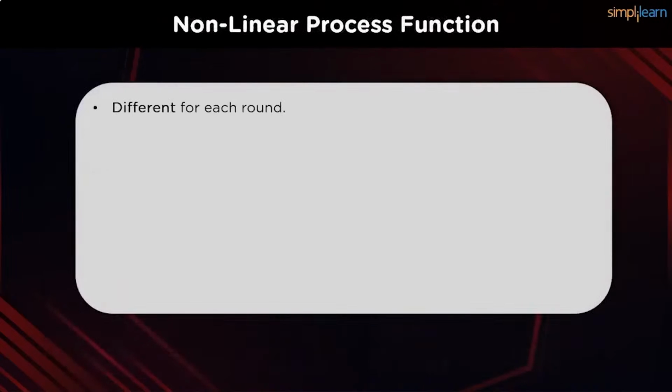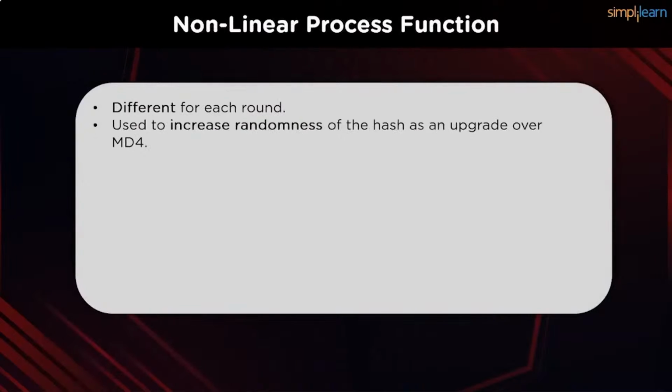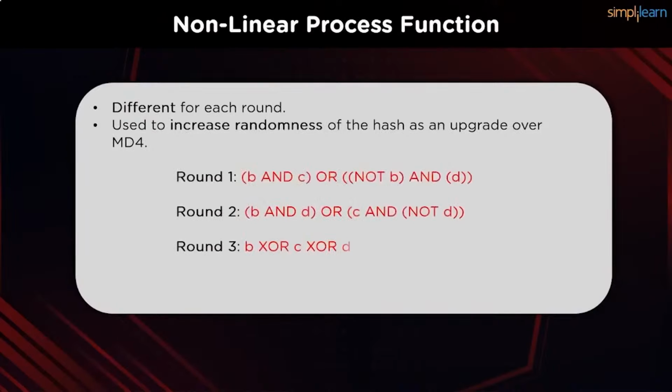Regarding the non-linear process mentioned in the first step, the formula changes for each round it's being run on. This is done to maintain the computational complexity of the algorithm and to increase randomness of the procedure. The formula for each of the 4 rounds uses the same parameters, that is B, C, and D, to generate a single output. The formulas being used are shown on the screen right now.